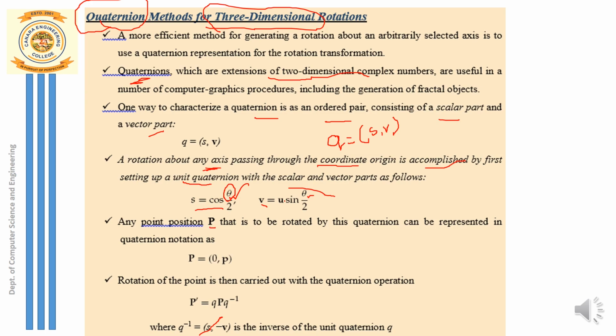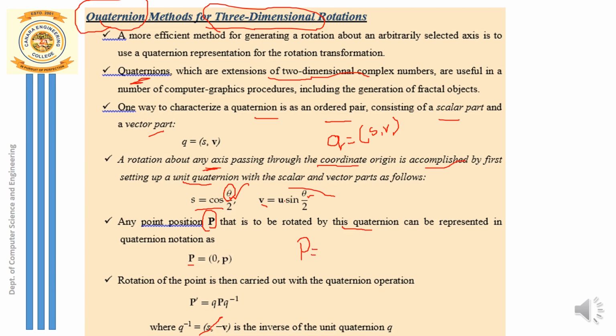Now, if I have to rotate a particular point about an axis, I can accomplish this using a quaternion. What is the quaternion representation? It is given by this, where capital P represents a particular point.